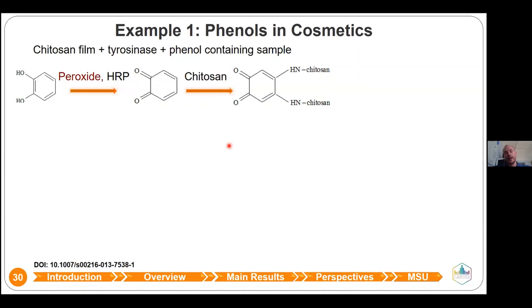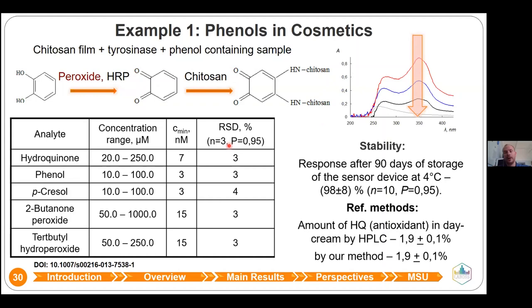We observe some increasing or dropping in the analytical signal, in this case absorbance, and we can in principle detect phenols, quinones, or vice versa. If we add phenol to the film, we can detect peroxides with a pretty good limit of detection, with pretty good reproducibility. And for example, we tried to detect quinone because it's used as an antioxidant in some creams.